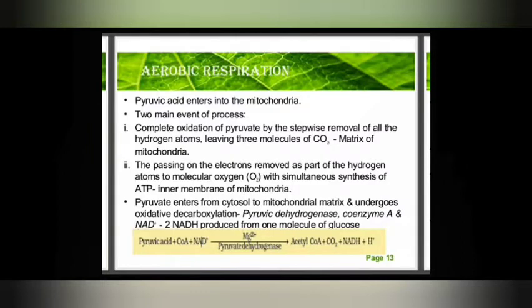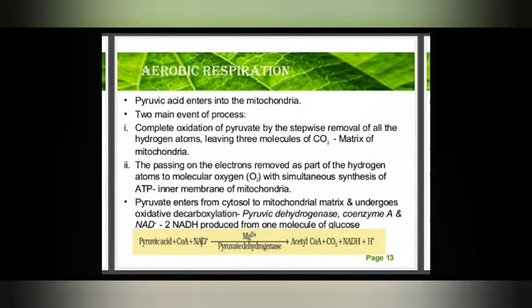The pyruvic acid which is produced in the process of glycolysis enters into mitochondria. Two main events of aerobic respiration are: number one, complete oxidation of pyruvate by the stepwise removal of all the hydrogen atoms, leaving 3 molecules of carbon dioxide, and all this takes place in the matrix of mitochondria. This takes place by a cycle called Krebs cycle or TCA cycle, the details of which we will study later on.